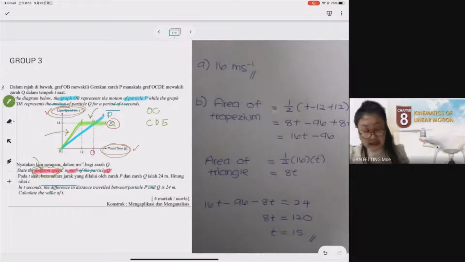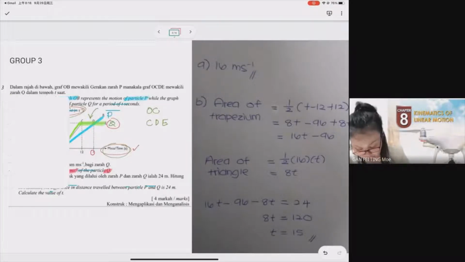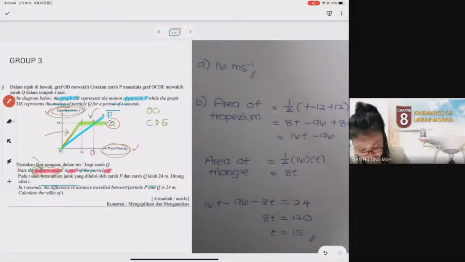It's the same thing that we learned in question number 1. When you say resting, no increment in distance. Now when you say uniform speed, it means that there is no increment in speed. So which part shows no increment in speed? Can you see the OC? When I move from O to C, I can see that my speed is going up from 0 to 16. Whereas for CDE, my speed remains at 16, 16, 16.